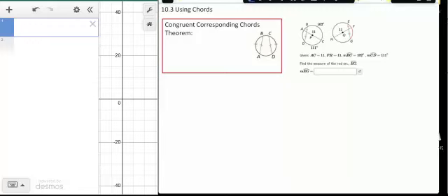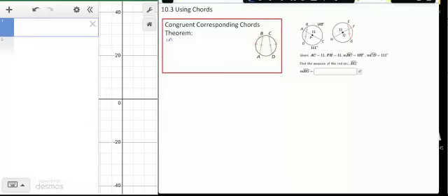We are going to talk about some relationships between chords, secants, and tangents in a circle. So there'll be a little more equation-based than what you maybe saw on some of the definition-based problems. The first relationship that we're looking at here is this idea that if you have two chords in a circle that are congruent to each other, they're going to cut off arcs that are also congruent.